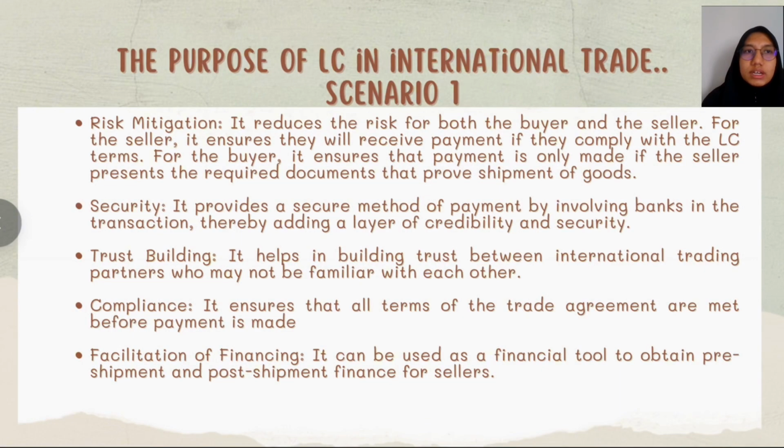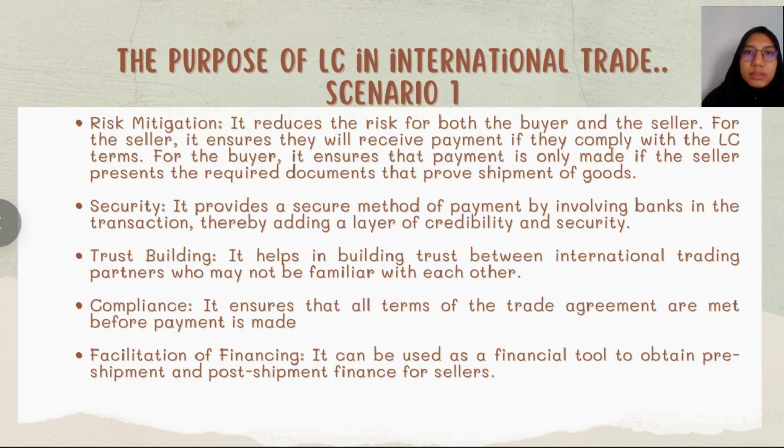Alright, the second one is the purpose of LC in international trade for scenario 1. The first function is risk mitigation. This means it reduces the risk for both the buyer and the seller. For the seller, it ensures that they will receive payment if they comply with the LC terms. For the buyer, it ensures that payment is only made if the seller presents the required documents that prove shipment of goods.